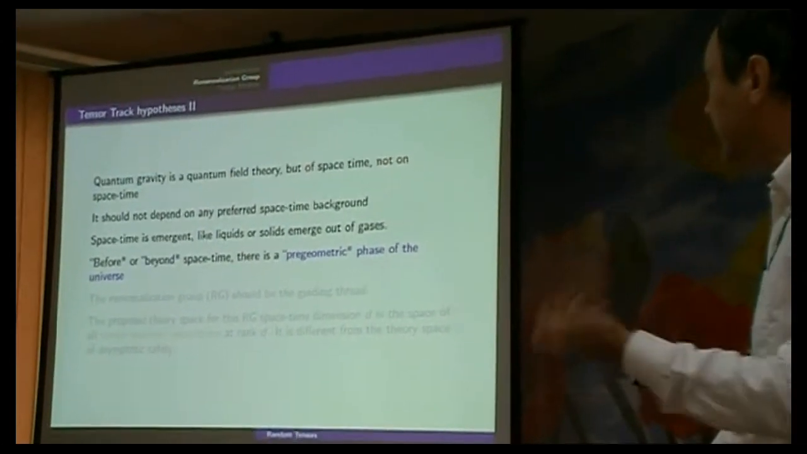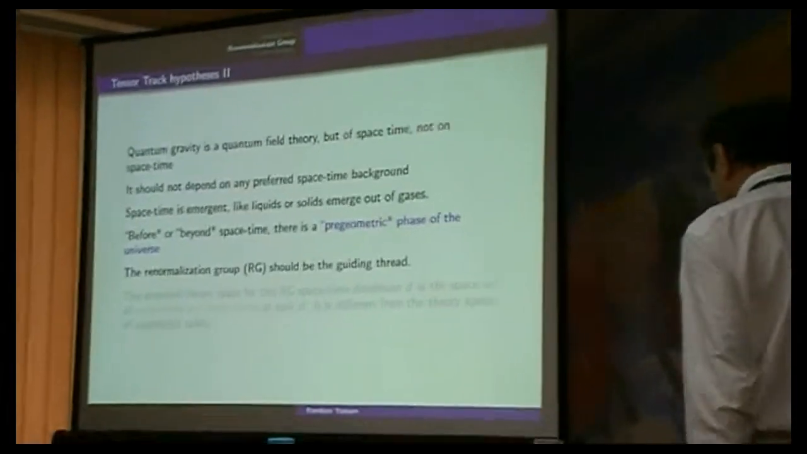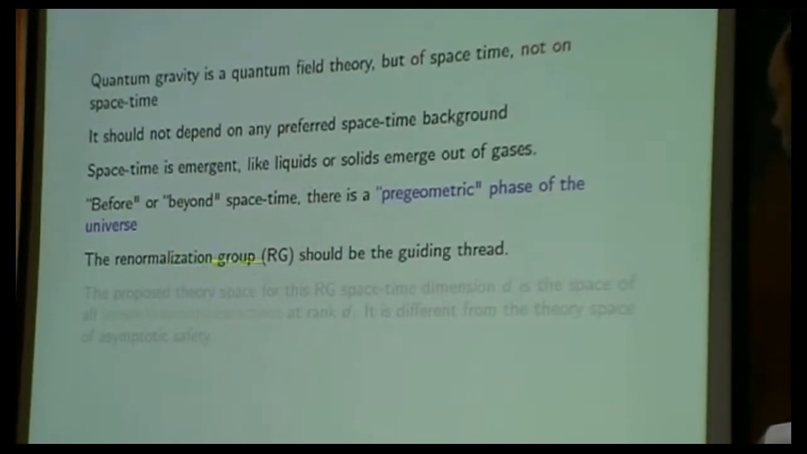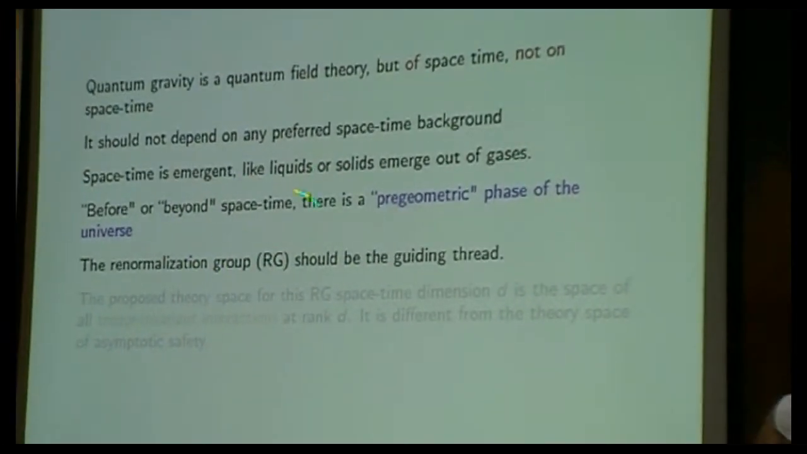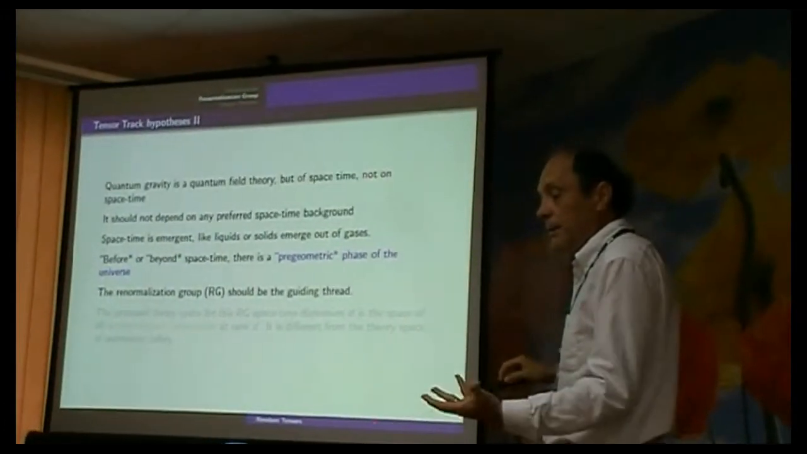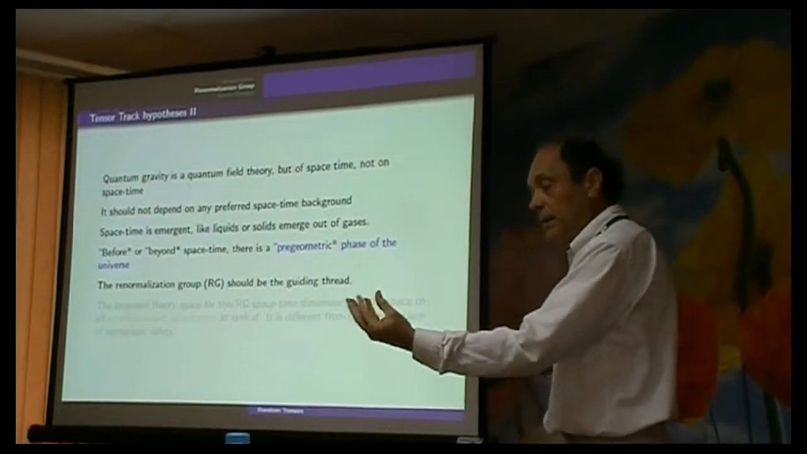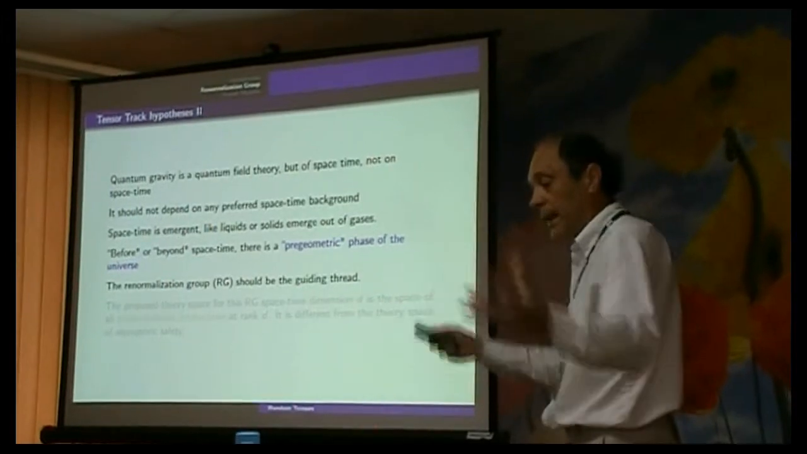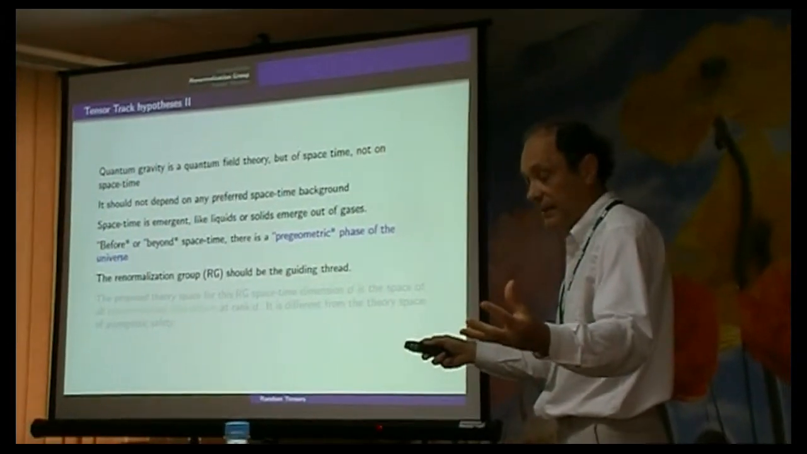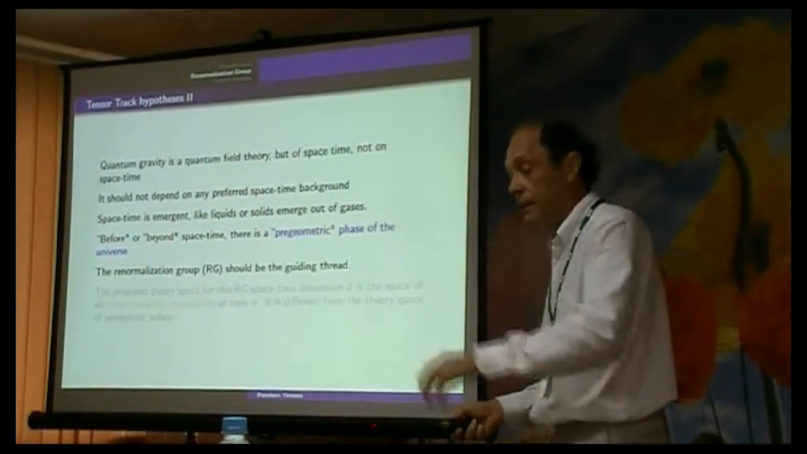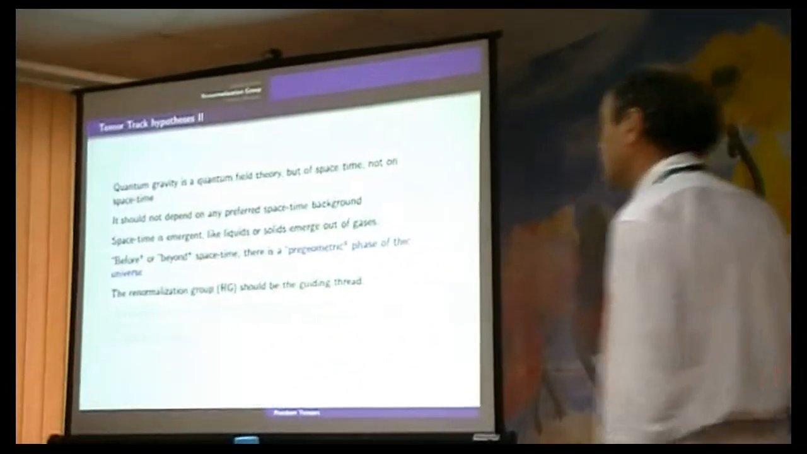So my idea is that the renormalization group should be the guiding thread. We should try to find a notion of scale which governs the flow of the renormalization group, even when there is no space-time. It was difficult because the very idea of the renormalization group was related to space-time. You should integrate what is at short space-time scale to get larger space-time effects. If there is no space-time, what is the analog of smaller and larger? Well, we are going to give a proposal for that. It will be the size of the tensor, which would be the scale.